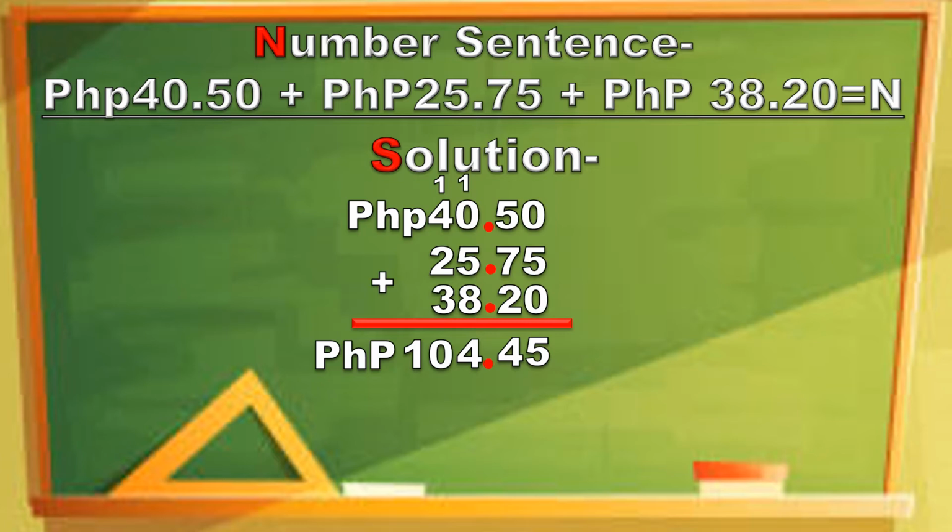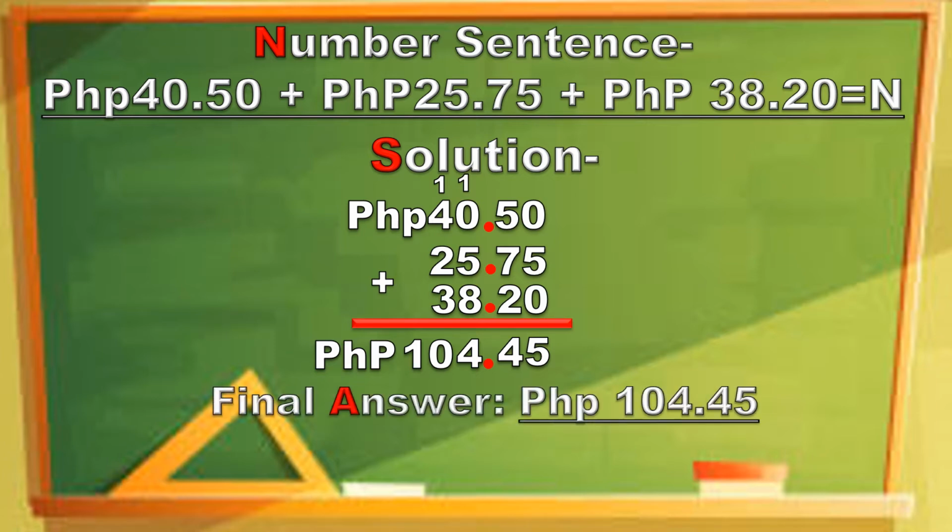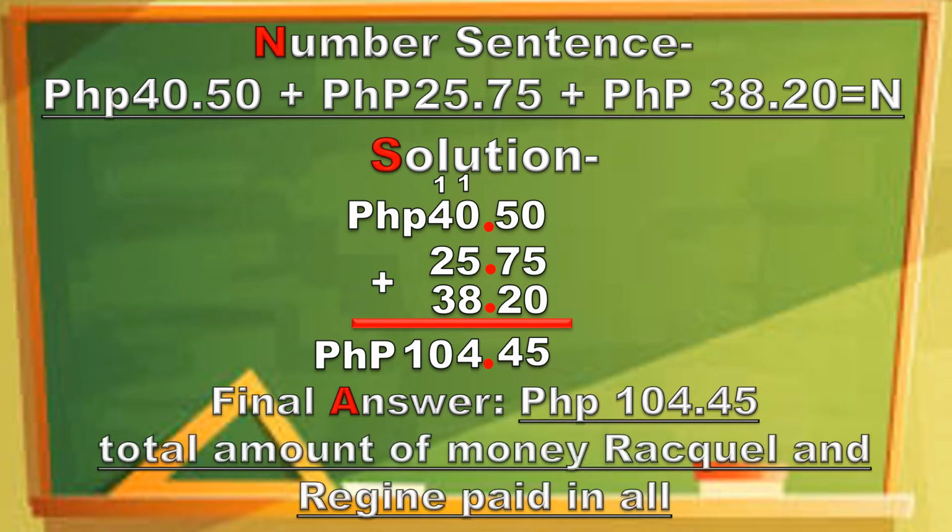Lastly, our A in AGONSA is answer or final answer. So we have to put our unit and our label. So the final answer is, okay, very good, 104 pesos and 45 centavos. That is the total amount of money Raquel and Regine paid in all. Questions? Okay.